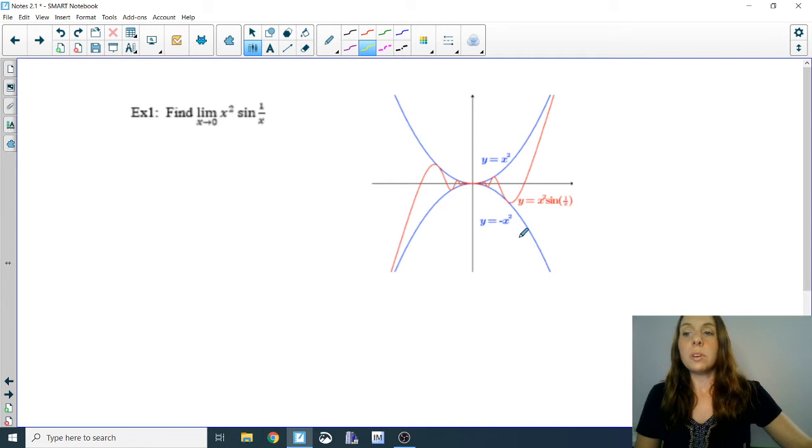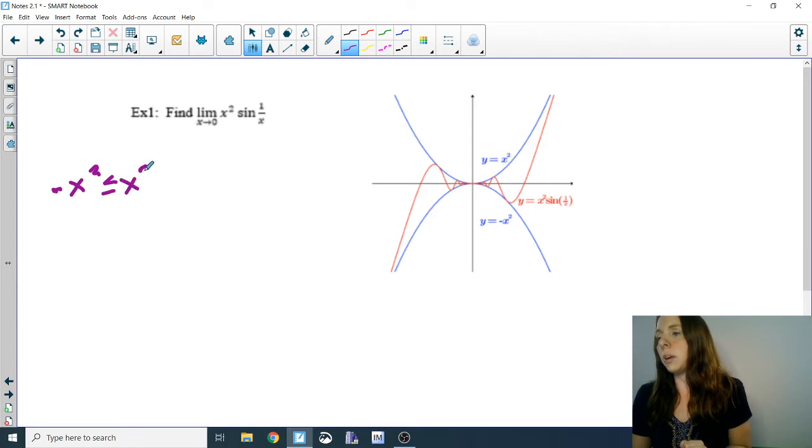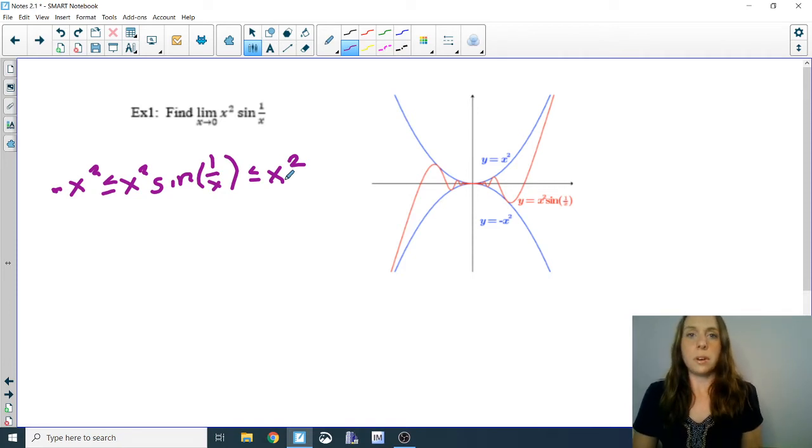But what I'm showing you with this graph is that this function is always above the function y equals negative x squared, but below the function y equals x squared. And so from that graph, we could set up a compound inequality that looks like this. Negative x squared is always less than or equal to x squared sine of 1 over x, and that is always less than or equal to x squared. And that's probably the most difficult part of this theorem, setting up that compound inequality.